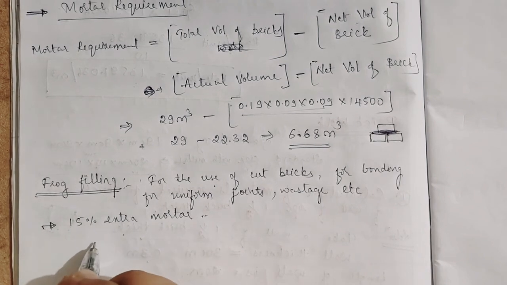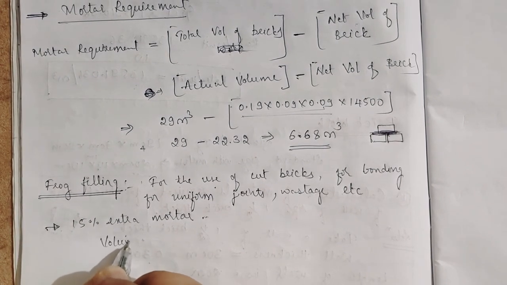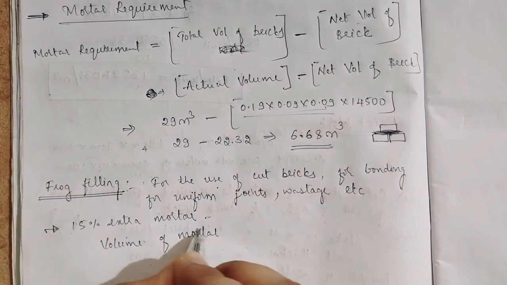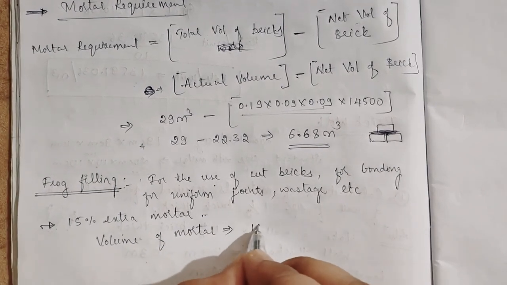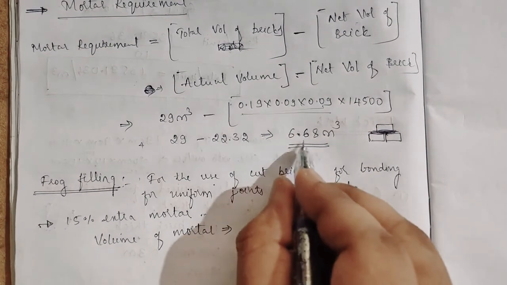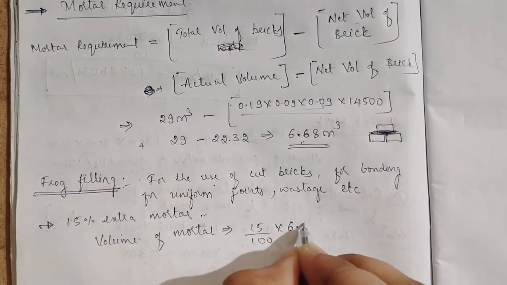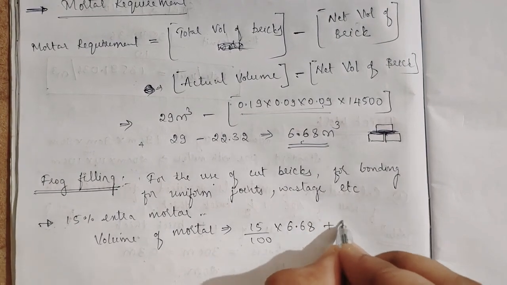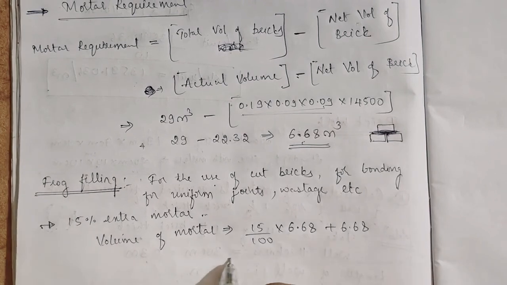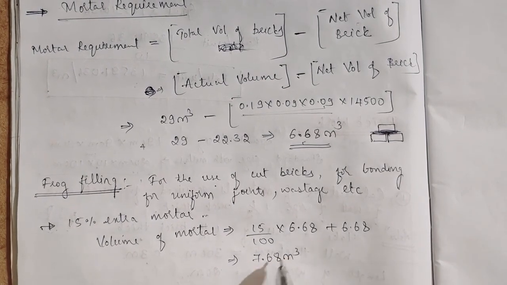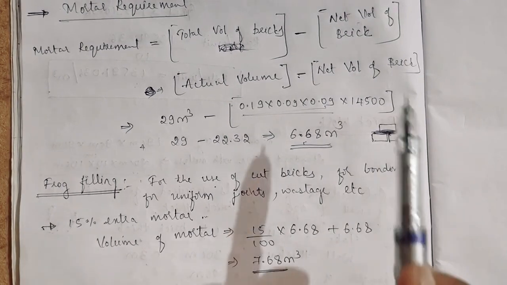So now what will be the volume? So volume of mortar will be 15 by 100 into your mortar requirement, 6.68, plus 6.68, so 7.68 meter cube.